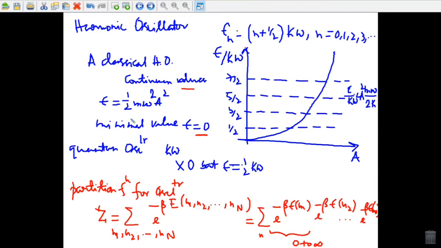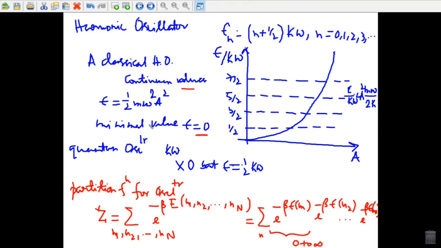So n is the degree of excitation of the oscillator. n characterizes the state of the oscillator, just as the number sigma was used for the magnetic moment. So this is the figure representing the energy levels of a harmonic oscillator, where the dashed discrete lines are the quantized levels and the full parabolic line is the energy of the classical oscillator versus amplitude A.